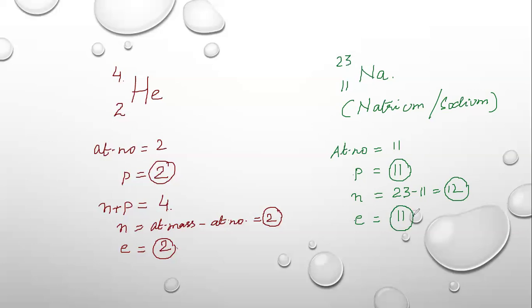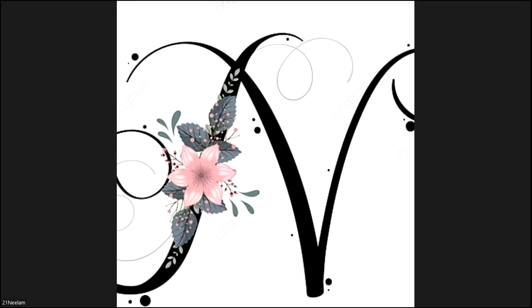So likewise, you can practice finding out the subatomic particles for elements with atomic number 1, which is hydrogen, till atomic number 20, which is calcium. So learn the symbols of the elements and try finding out their protons, neutrons, and electrons. That's all for this class.